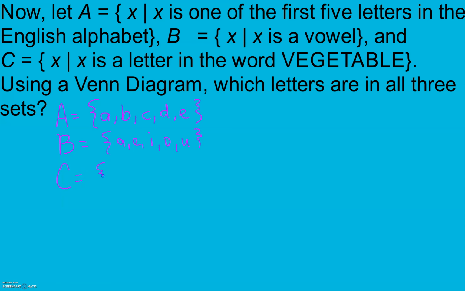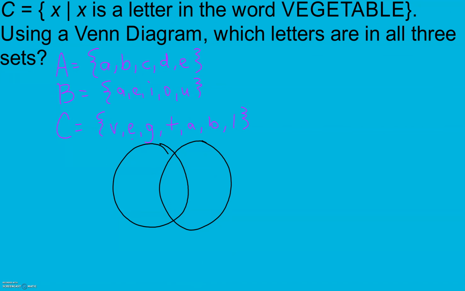And C is a letter in the word vegetable. So I have V, E, G. Keep in mind I already used E, so I only list it once. T, A, B, L, and again I already have E here. I only list it once. So I have 3 sets, so I'm going to make 3 circles again. And they're going to overlap. Here I'm going to label them A, B, and C.